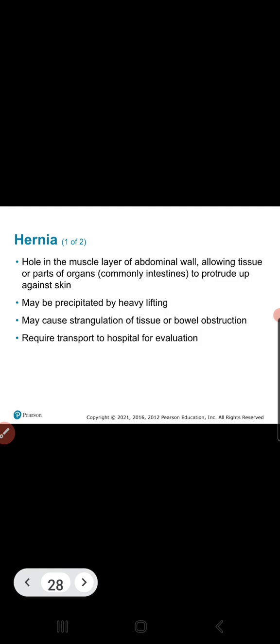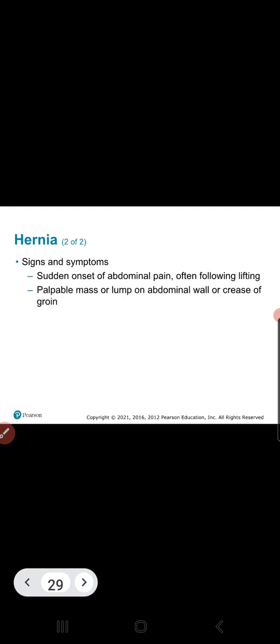Now we're going to talk about good old hernias. That's a hole in the muscle layer of the abdominal wall, allowing tissue or parts of organs, commonly intestines, to protrude up against the skin. May be precipitated by heavy lifting. May cause strangulation of tissue or bowel obstruction. Requires transport to hospital for evaluation. So it's one thing if you have somebody with a hernia, you really want to encourage them to go to the hospital so you can get checked out.